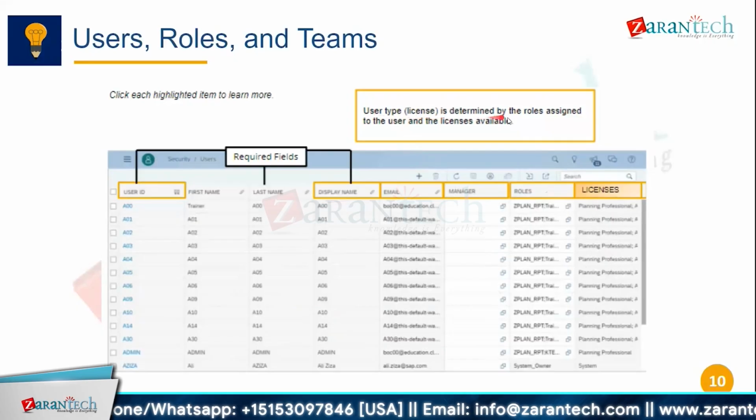The user type license is determined by the roles assigned to the user and the licenses available. So a combination of roles assigned and the license available determines the user type of license. If he has planning roles and the planning license, then he will be able to do the planning specific operations. Or if he has system owner roles and he has planning professional, BI, and also prediction, he can do any operation because he is a system owner and also has the licenses assigned. I'll just pause it here.